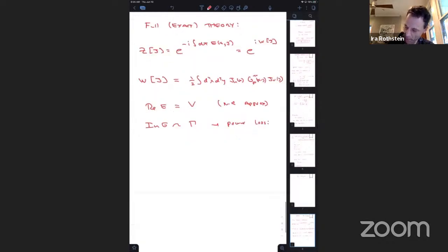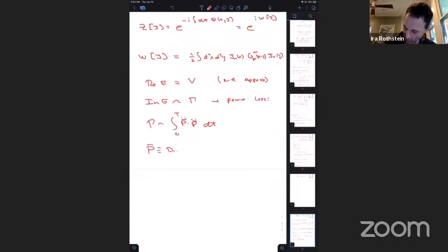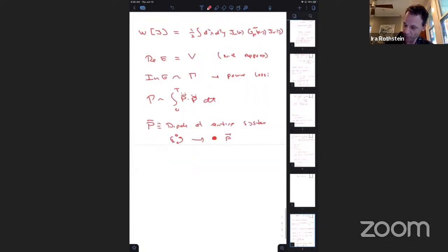Okay, so we finished off by showing that the power loss, over some time period, was proportional to the second derivative of the dipole moment, where P was the dipole moment of the binary system itself. Right, so essentially we have some orbit, and then it forms some effective particles with dipole moment, and the rate of change of that dipole moment gives you the power loss. So this was all done in the full theory.